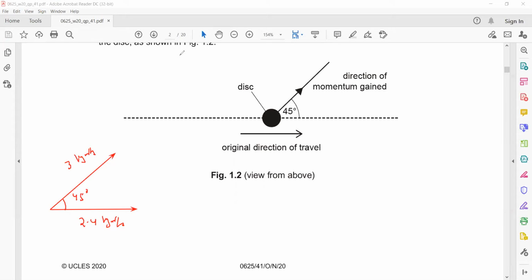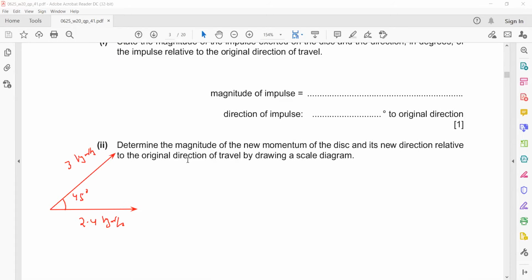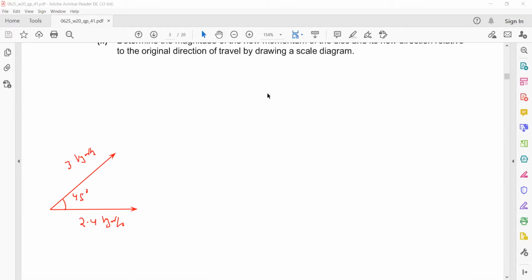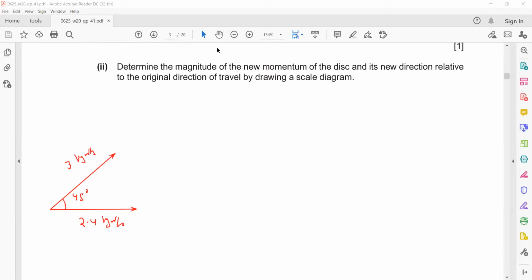So we have to use a scale diagram to find the resultant, because we must determine the magnitude of the new momentum. In a scale diagram, first you have to select a proper scale for 2.4 and 3 kilogram meter per second. You have to select a scale by yourself. For example, if I select 1 centimeter equals 1 kilogram meter per second, then 2.4 centimeter will be equal to 2.4 kilogram meter per second, and 3 centimeter will be equal to 3 kilogram meter per second.